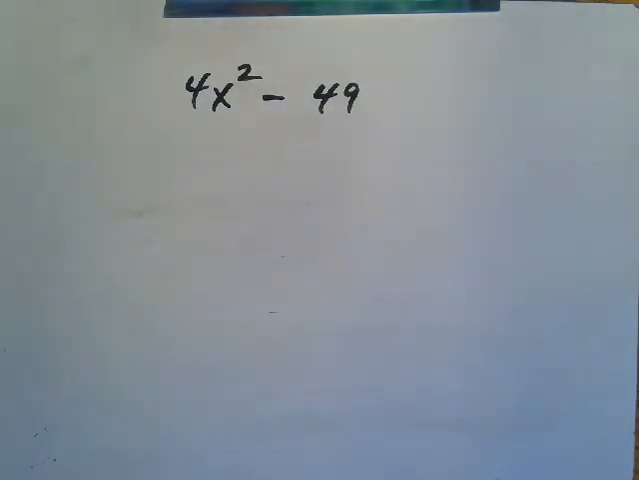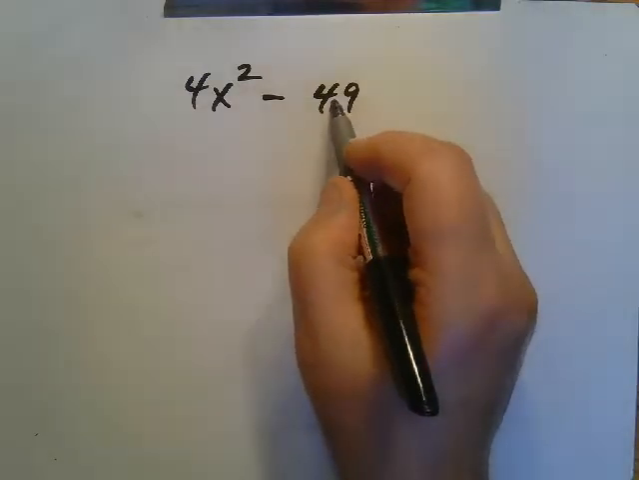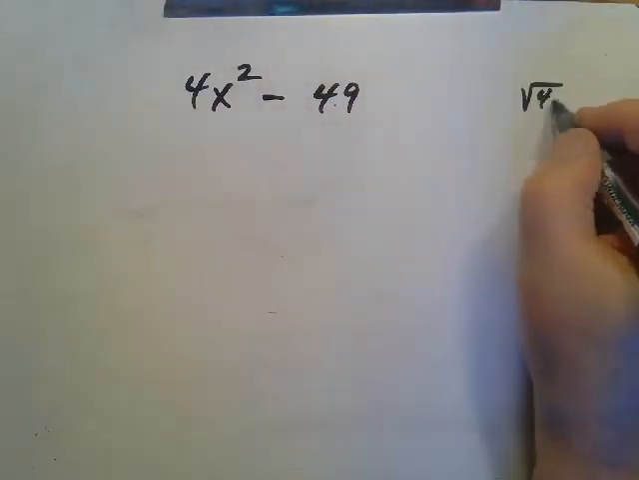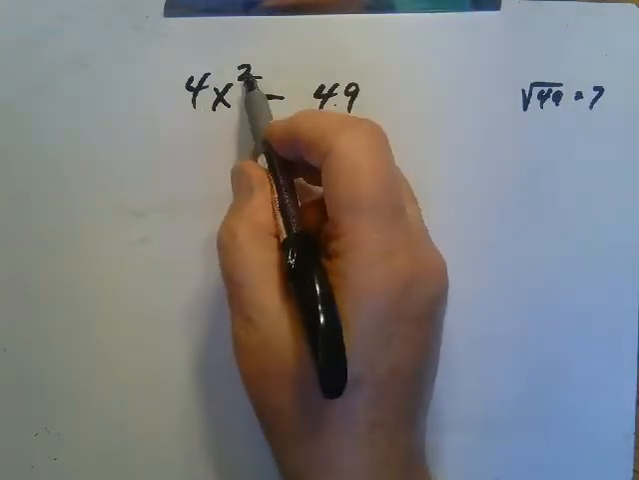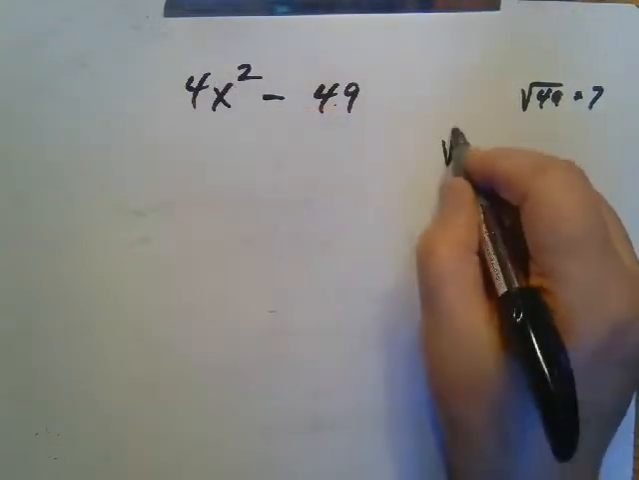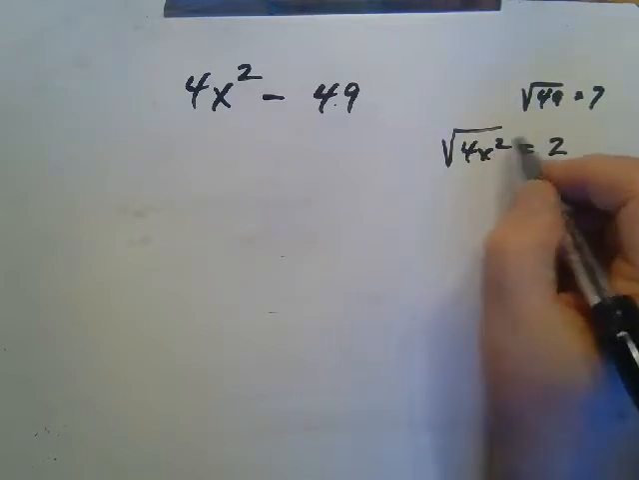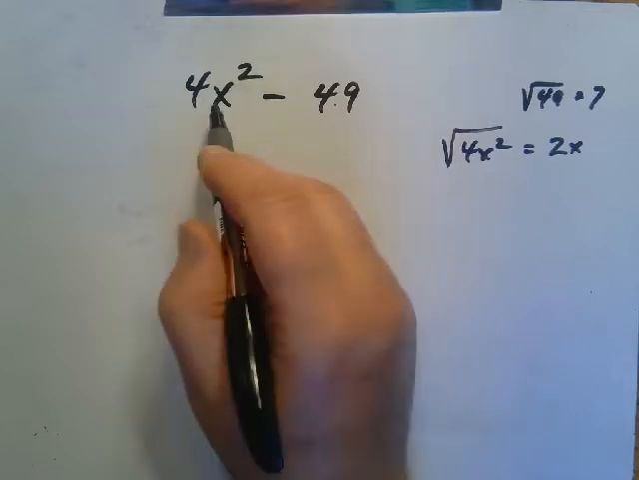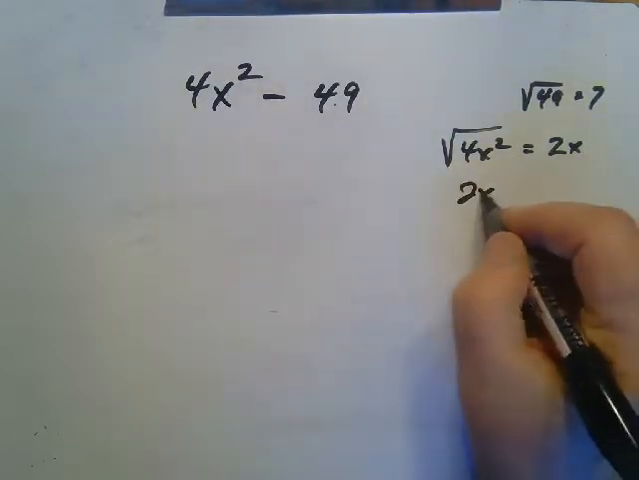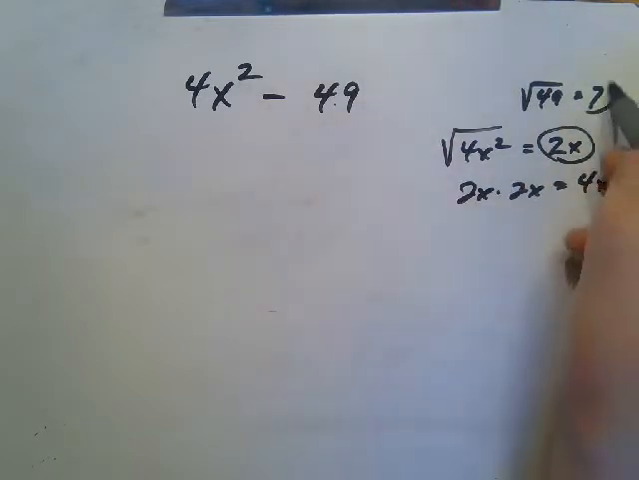All right, let's take a look at this one. Now this is the difference of 2 squares. Well, I know that the square root of 49 is 7, and the square root of 4x squared, well, the square root of 4 is 2, and the square root of x squared is x, so this is 2x times 2x. It's times itself. 2x times 2x gives me 4x squared, so the square root of that is this, and the square root of 49 is this.